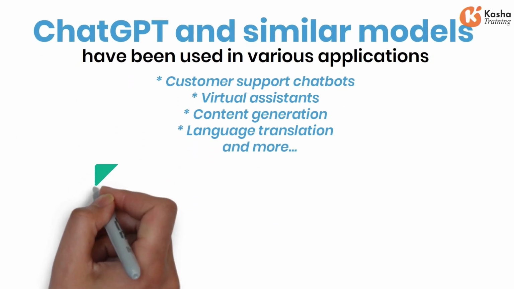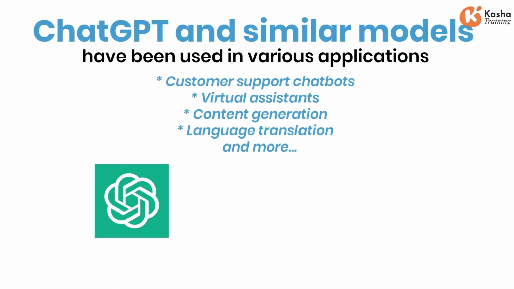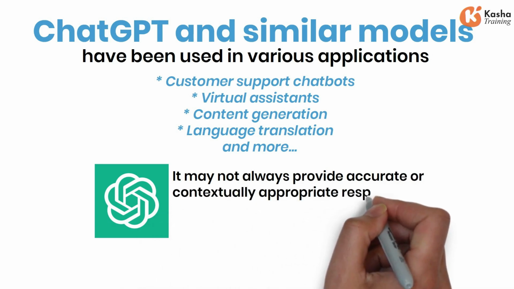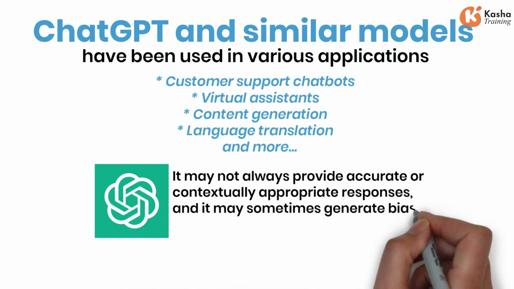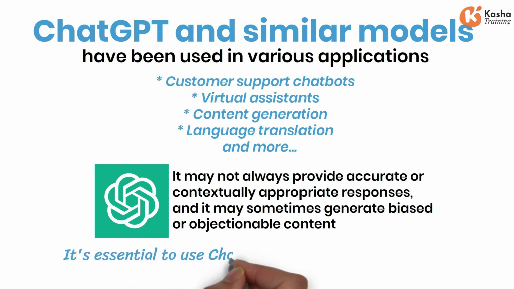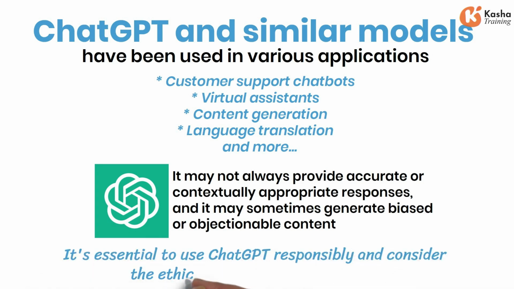However, it's important to note that while ChatGPT can generate human-like text, it may not always provide accurate or contextually appropriate responses, and it may sometimes generate biased or objectionable content. Therefore, it's essential to use ChatGPT responsibly and consider the ethical implications of its usage.